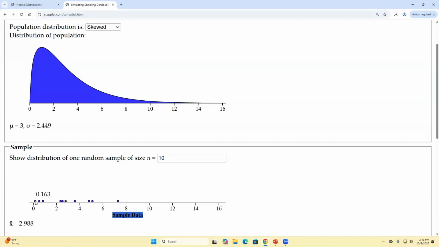So this individual here, this 0.163, they came from right here in this 0.163 column of the distribution. This individual here, 2.343, they came from right here in the 2.343 column of this distribution. This individual, 7.297, they came from right here, 7.297. So these are 10 individuals that were grabbed from the population in our simple random sample.